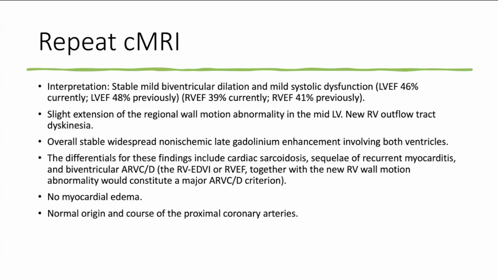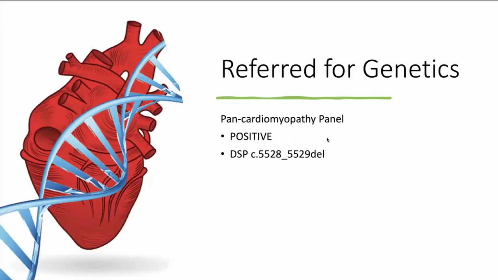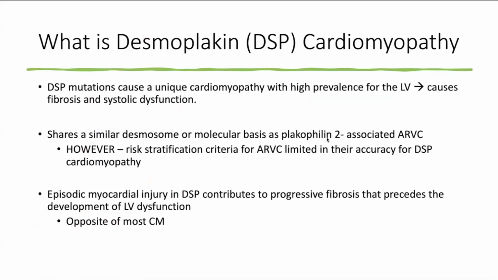So at this point, she was referred on to the Advanced Heart Failure and Transplant Clinic at TGH, and she was sent for genetic testing. A pan-cardiomyopathy panel was sent, and her gene for DSP, or Desmoplakin cardiomyopathy, came back positive. So we'll very quickly talk about what DSP cardiomyopathy is. We'll talk about some of the arrhythmogenic cardiomyopathies, and then we'll go into some key echo features that we can look for when investigating for the arrhythmogenic cardiomyopathies.